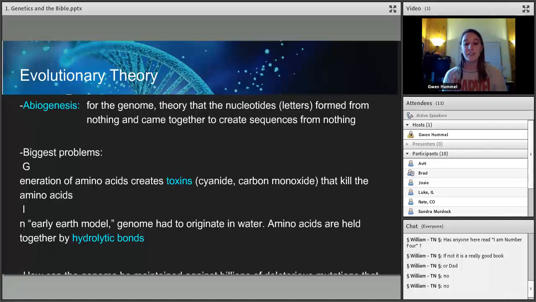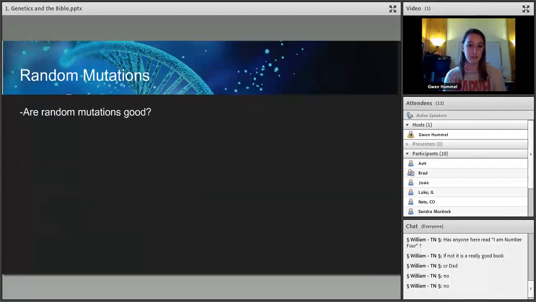in nothing. So evolutionists believe that amino acids started out in water. This is an early Earth model, but amino acids actually are held together by hydrolytic bonds, and hydrolytic is hydro, water, lytic means it breaks. So water actually breaks these amino acid bonds, so we're not able to put them together in a natural environment. So these are two of just the biggest problems we have with the evolutionary theory of where the genome even came from. But we see that in nature, our amino acids create toxins, so it would kill the amino acids and we never get anywhere. And they create hydrolytic bonds, so the water that they're supposed to have originated in would actually prevent them from coming together at all.